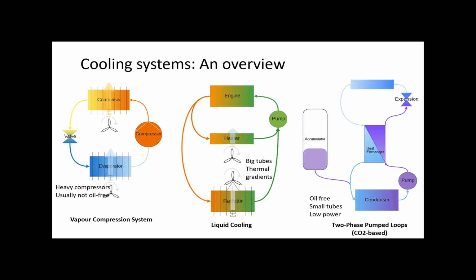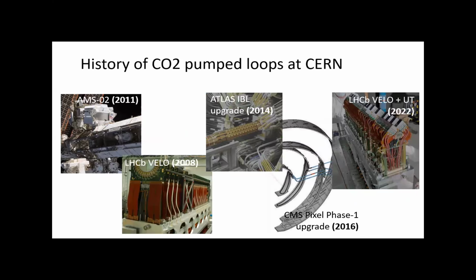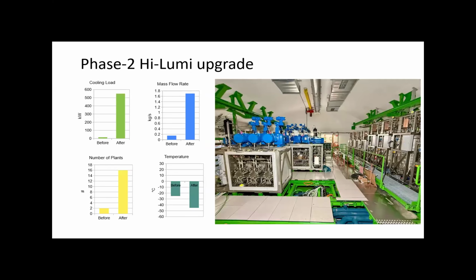So these systems, as I said, have been used for a long time at CERN, starting actually first with an installation that was meant for the space station on the Alpha Magnetic Spectrometer. So this was the first one that was designed, but due to delays in the launching, we actually ended up with the one on LHCb first. And since then, essentially every update that we have done to the detectors has been using more and more CO2 technology, which was all well and good.